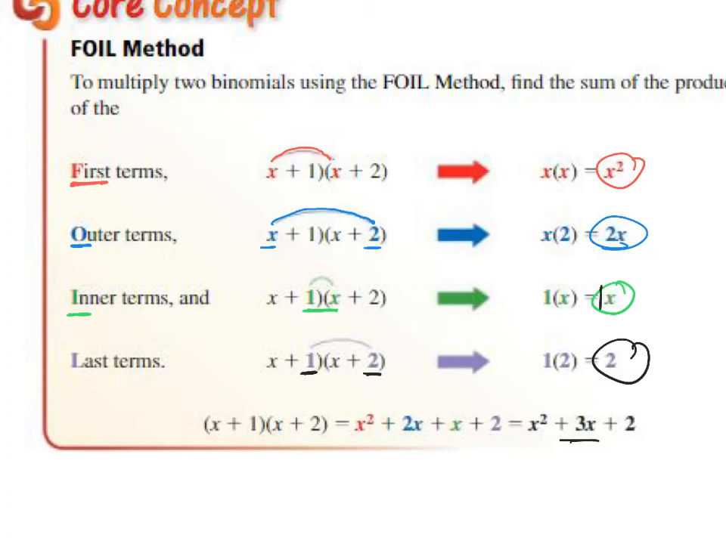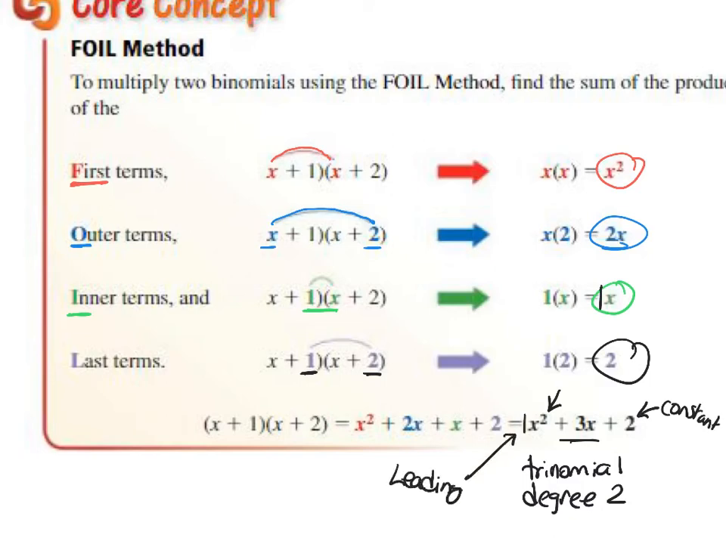Notice this is a trinomial, degree 2, and the constant is 2, and your leading coefficient is 1. We say leading because it's the first one. Okay, so leading coefficient.